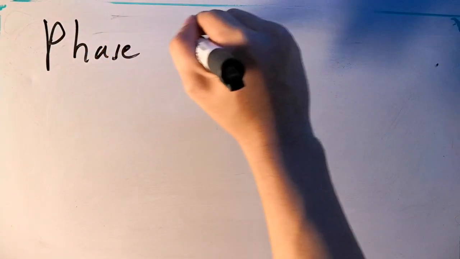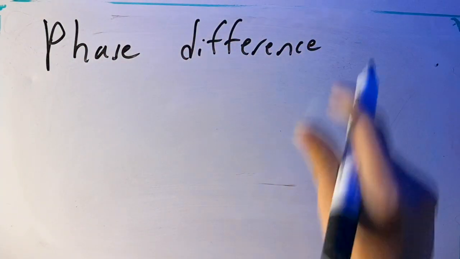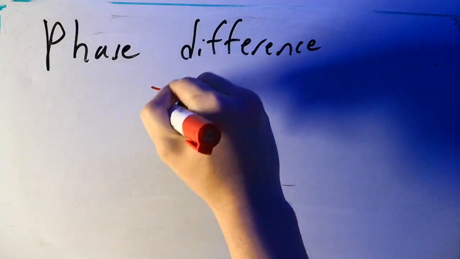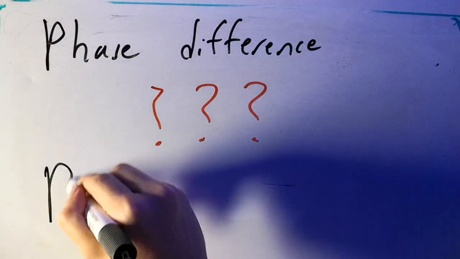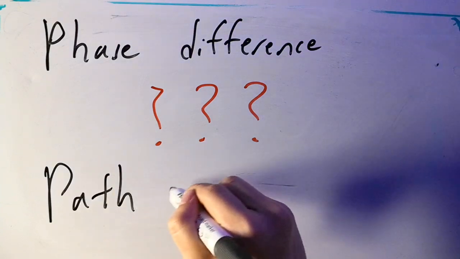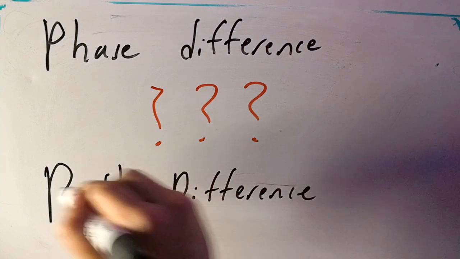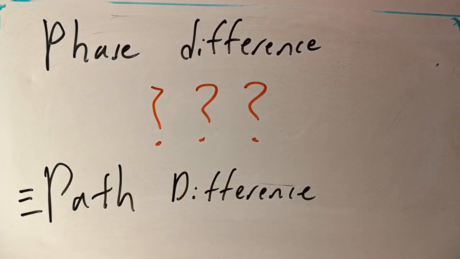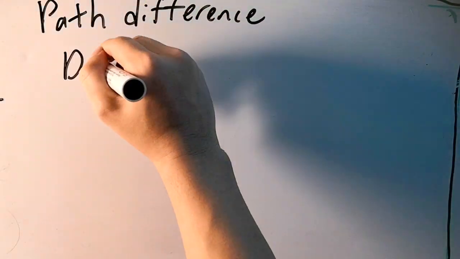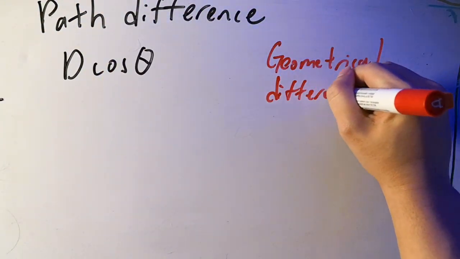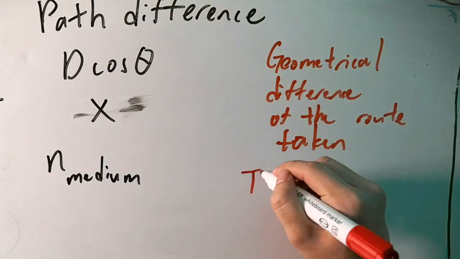So how could phase difference arise? It's all based on path difference. If the path difference between two rays is (n+1)λ, they will be in phase and constructively interfere, while if the path difference is (n+1/2)λ, they will destructively interfere. Then how do we determine path difference? In general, it boils down to 2d cos θ, the geometrical difference in the route taken, times n, the refractive index of the medium.